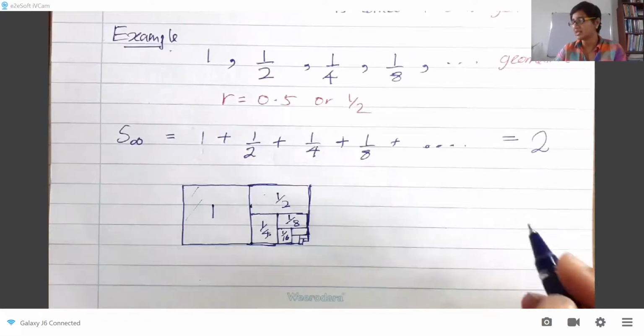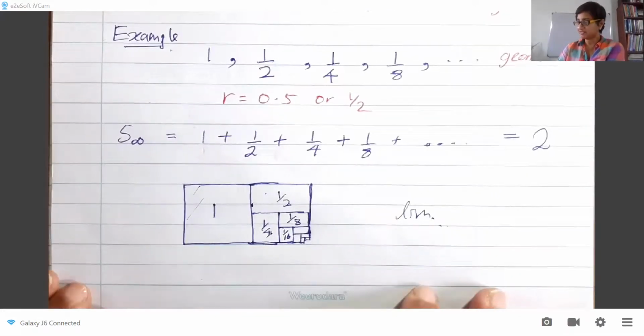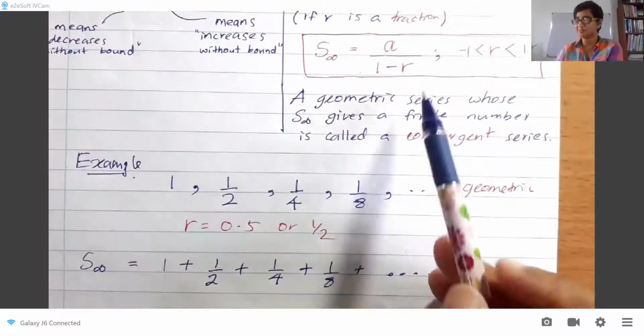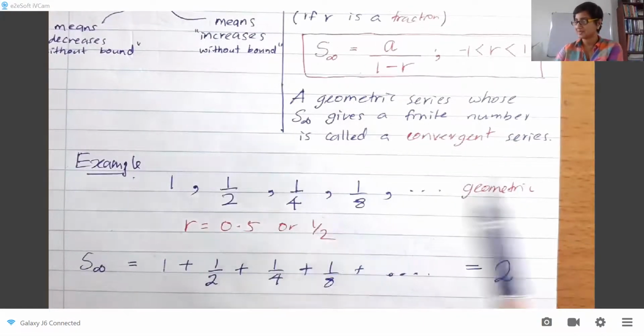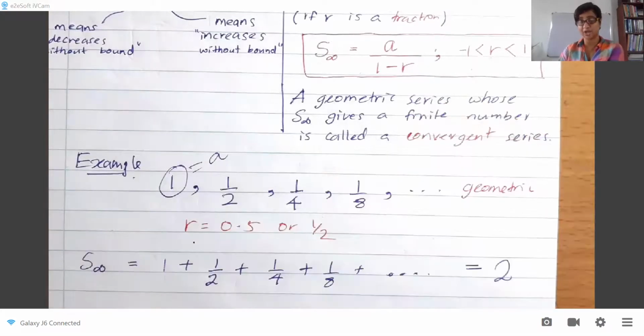So this is the idea of limit, okay? Anyway, we are not doing that. So if you actually use this formula for this sequence, what is A? This is your A. This is your R. Put it here and see whether you get 2. You do get 2 for that.